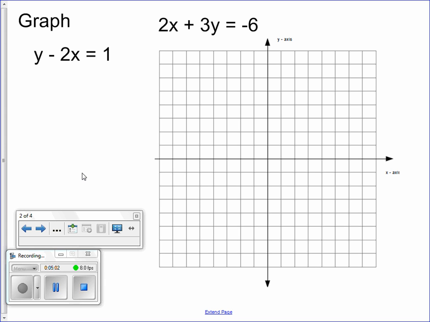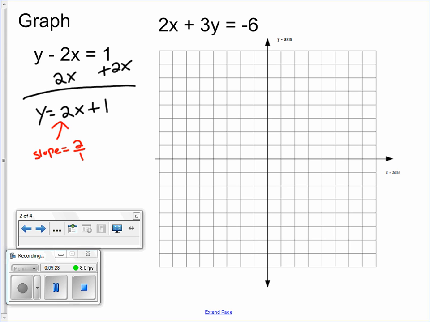So we're going to add 2x to both sides because we need to get the y by itself. So y equals 2x plus 1. Now that the y is by itself, I can identify the slope. The slope of this line is the 2. And write it as a fraction if it's an integer. I can always put it over 1. That means my rise is 2, my run is 1. That means I'm going up 2, right 1.